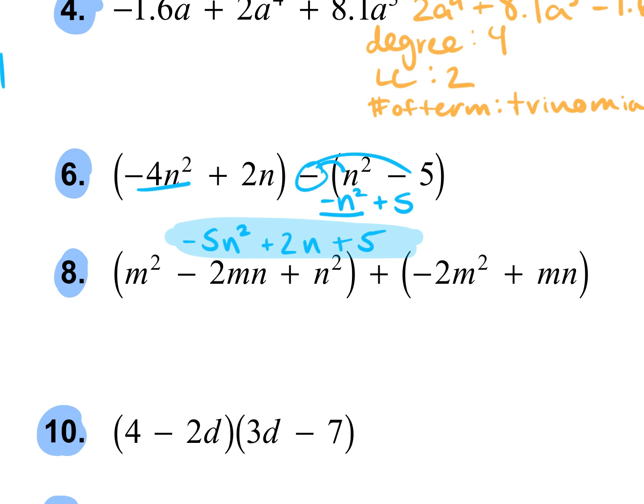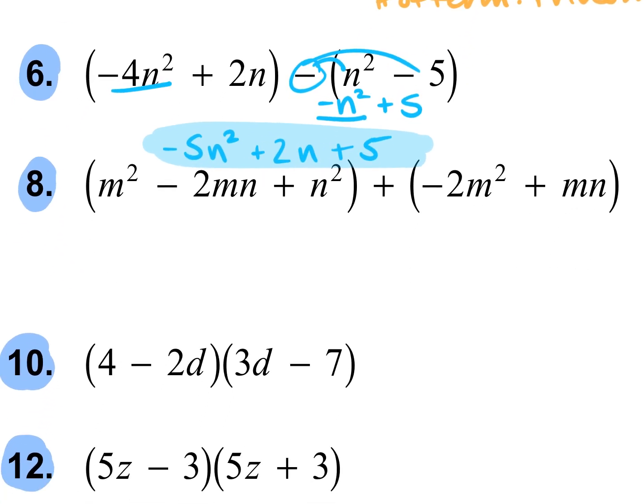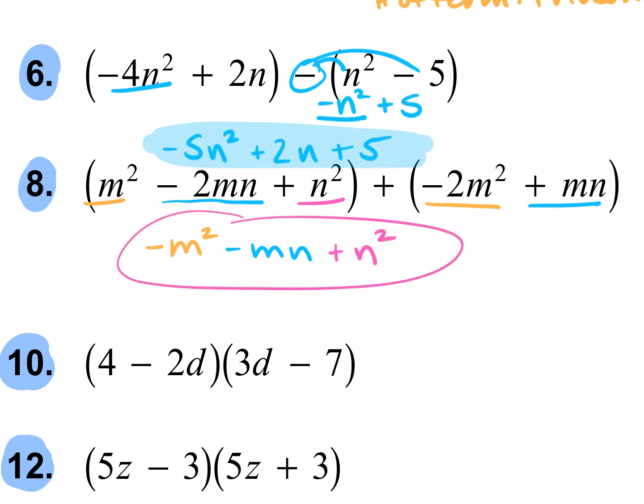All right, let's do number 8. So here we're adding, so we just combine our like terms. We have m squared minus 2m squared. What would that be? Negative m squared. Awesome. 1 minus 2 would be negative 1. Perfect. Then what's negative 2mn plus mn? Negative mn, because negative 2 plus 1 would be negative 1. And then lastly, we have n squared. We don't have anything to combine with it, so just plus n squared. So this would be our answer.